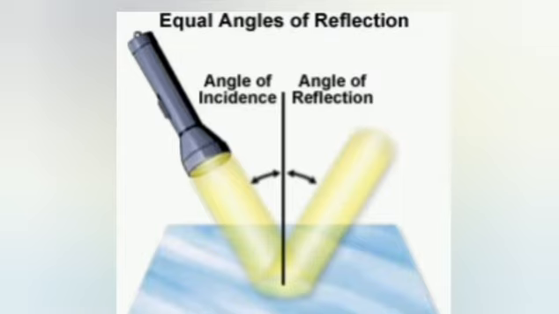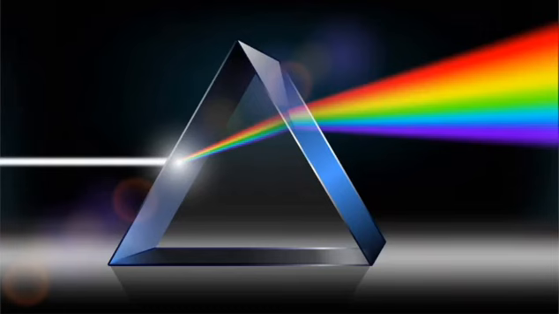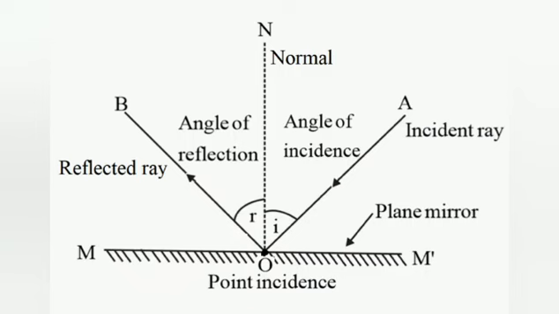So, like I was saying, the two laws of reflection: the incident ray, the reflected ray, and the normal at the point of incidence all lie on the same plane. When a ray of light hits a plane, it is going to be bounced back. The ray of light that hits the plane is called the incident ray. The one that bounces back is called the reflected ray. In between the incident ray and the reflected ray, you have a line called the normal.